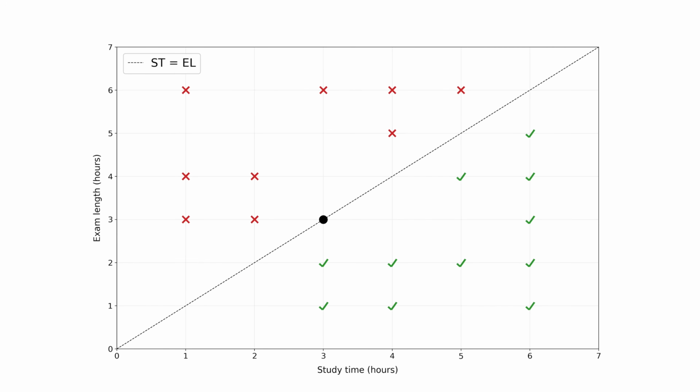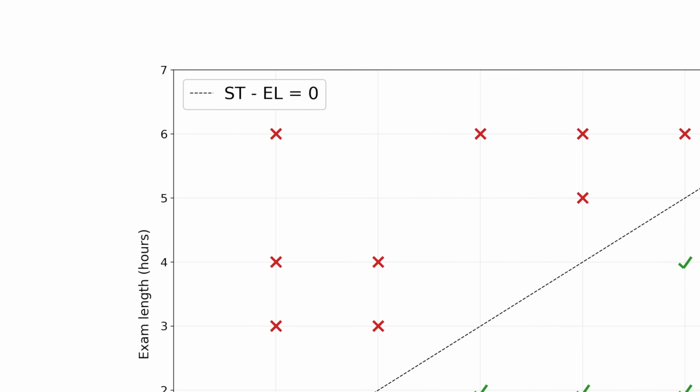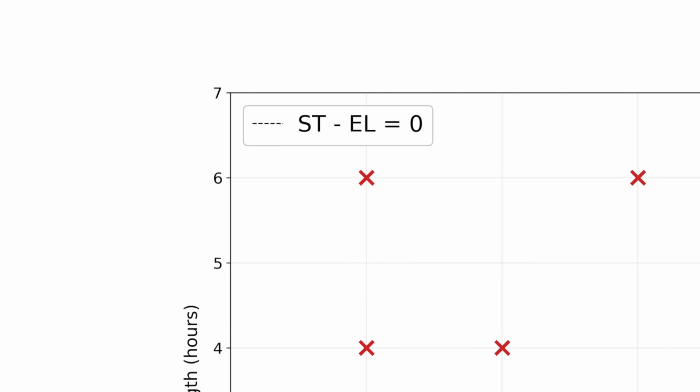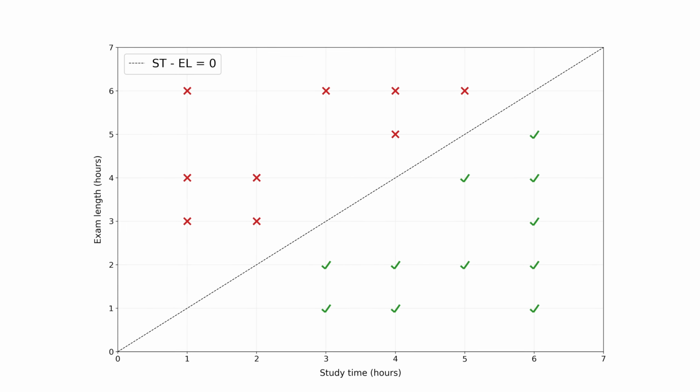A student that studied 3 hours for a 3-hour exam would be on this line, for example. But notice that we can subtract exam length on both sides of the equation and rewrite it as study time minus exam length equals 0. Although you may be less familiar with the equation of the line in this form, it's a crucial step to unlocking the secrets of logistic regression.